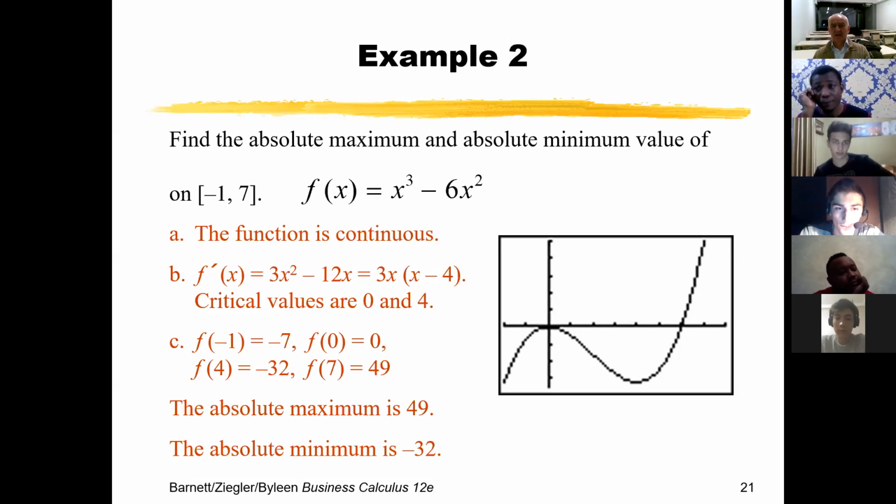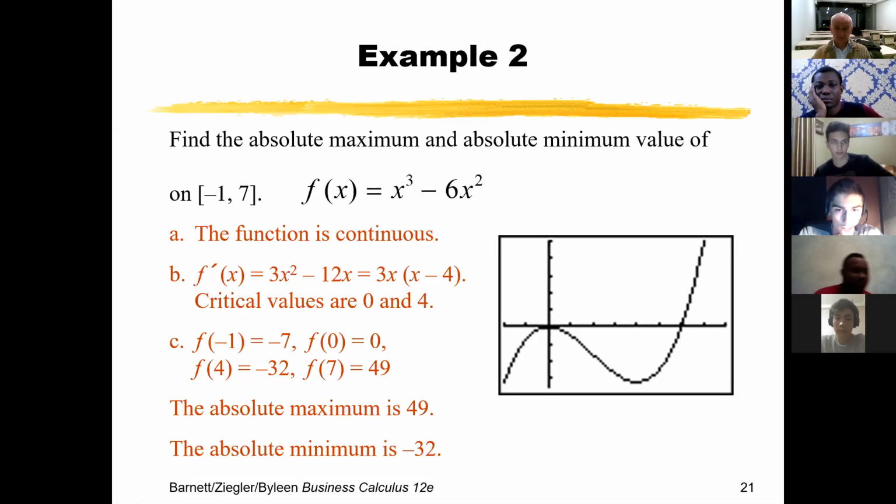As we discussed, absolute maximum and absolute minimum can occur at the end points or at the critical points. It means we already know the end points. End points here are -1 and 7. Now we need to find critical points. Critical points mean when the derivative equals 0. We found it: 0 and 4.